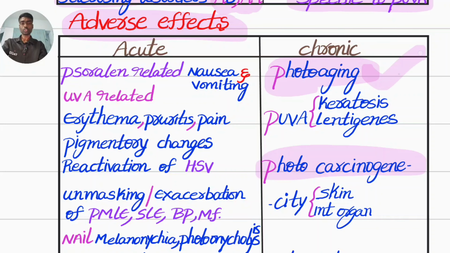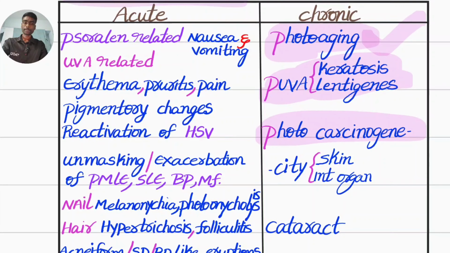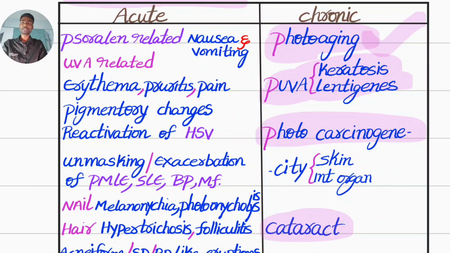But here photoaging, photocarcinogenicity, PUVA keratosis, lentigens, and cataract also is common in PUVA. Why? Psoralens will not only get deposited in skin, it will also get deposited in lens and lead to its toxicity. Coming to acute side effects, psoralen related: nausea, vomiting. UVA light related, using common sense we can write erythema, pigmentary changes, pruritus, pain. I already told you in mechanism of action, immunosuppression.